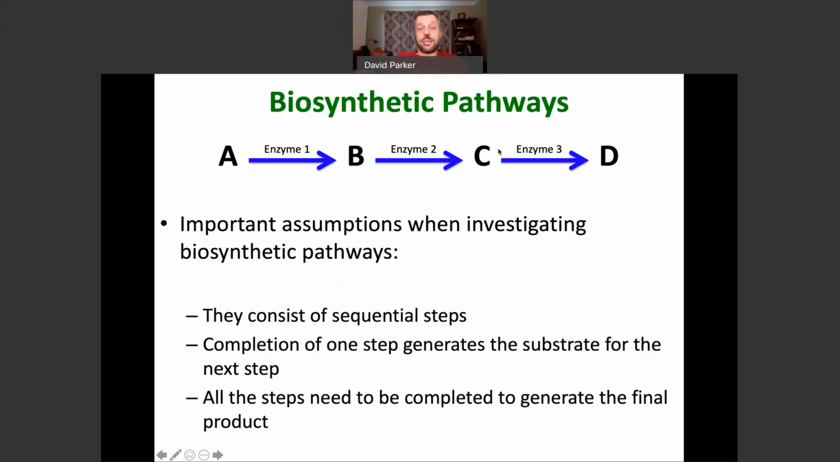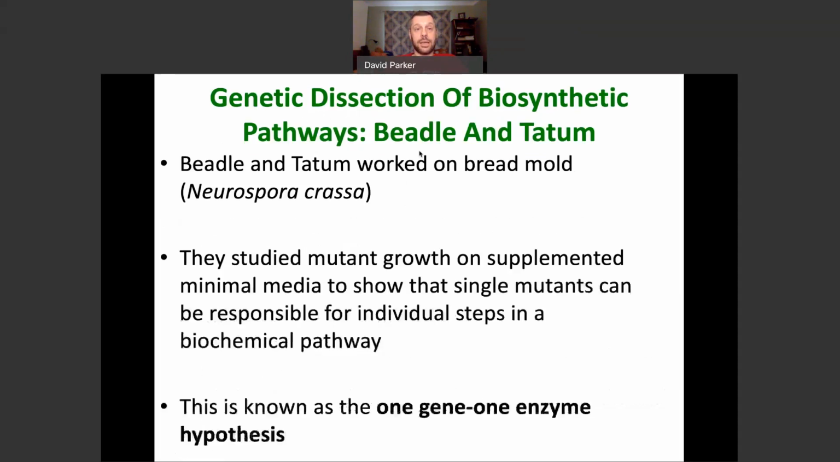Now, there's a couple of really important assumptions when you're looking at biosynthetic pathways and thinking about genetic dissection. One is that there are sequential steps here in a linear order. You have to do everything in order. If you start with A, the only way you can get to D is by going through B and C. You can't take A, skip B, and go to C. Right? You've got to do it in order. It's important to remember that when you're looking at dissection.